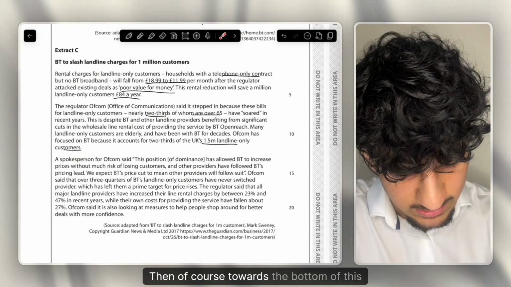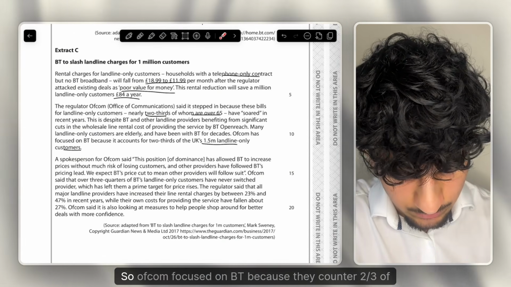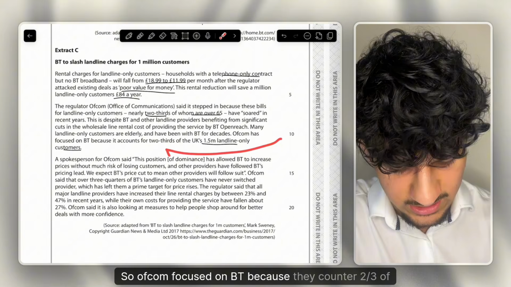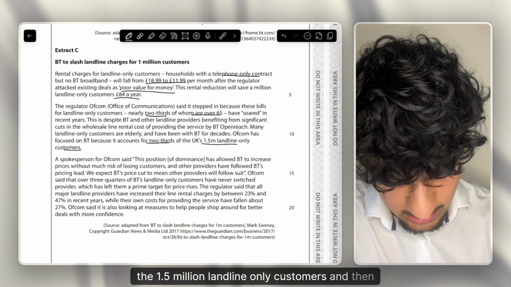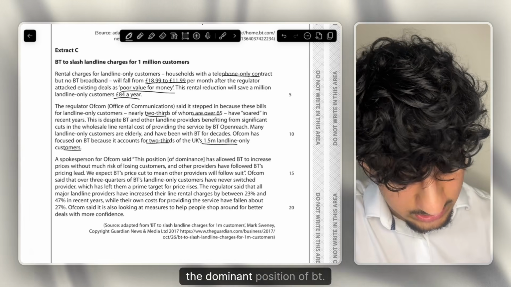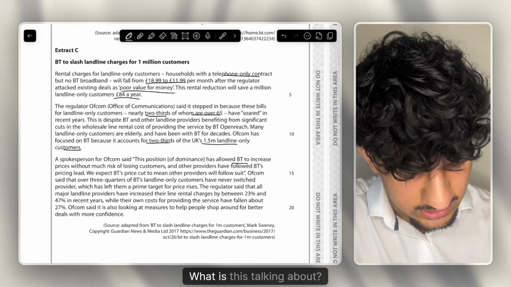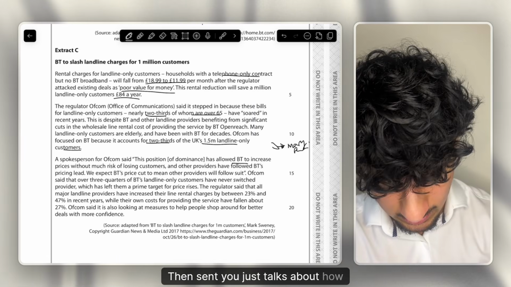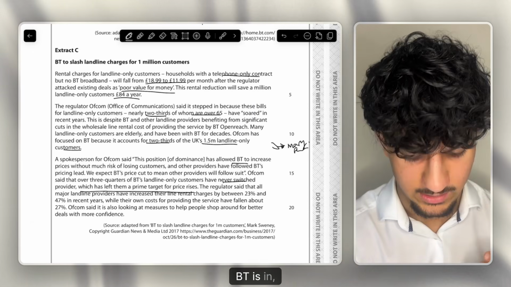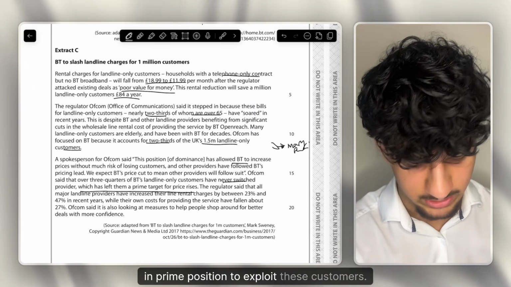And then, of course, towards the bottom of this paragraph as well, Ofcom focused on BT because it accounts for 2/3 of the 1.5 million landline-only customers. And then it talks about the dominant position of BT. So essentially, what is this talking about? It's essentially talking about the monopoly power they have. And then it just talks about how BT is in prime position to exploit these customers.